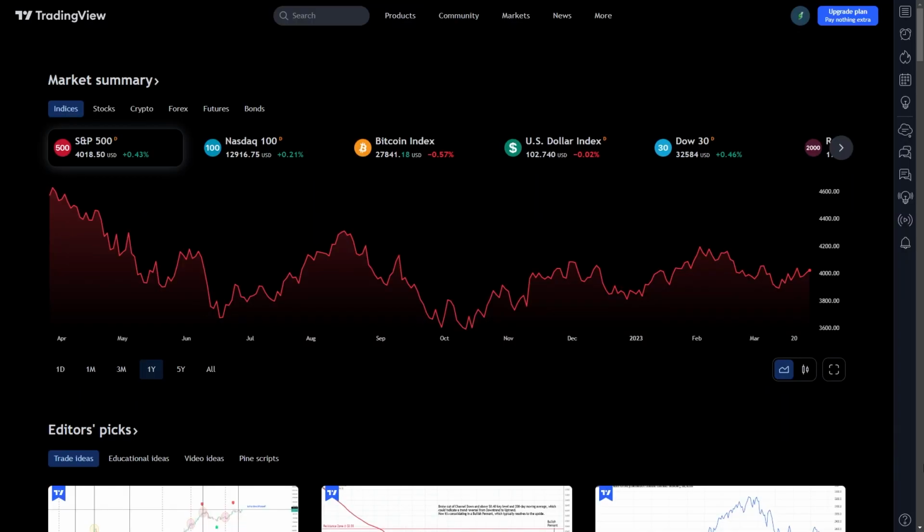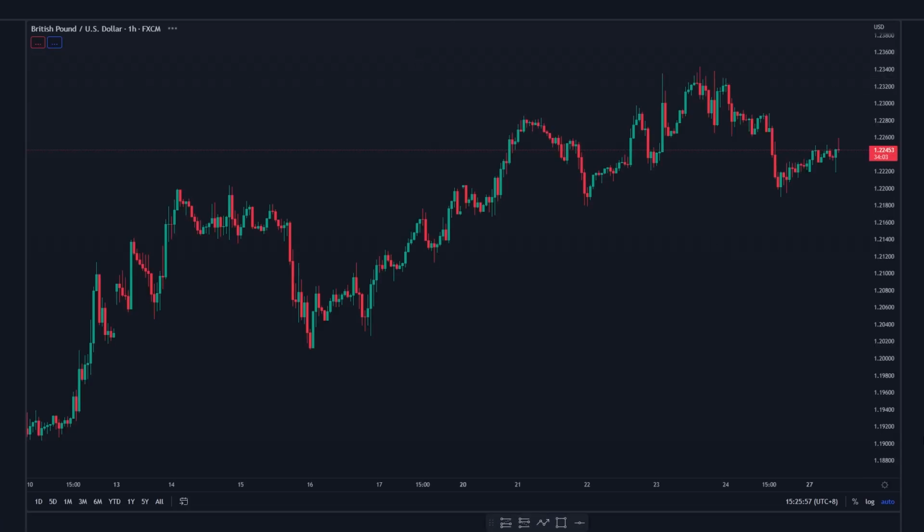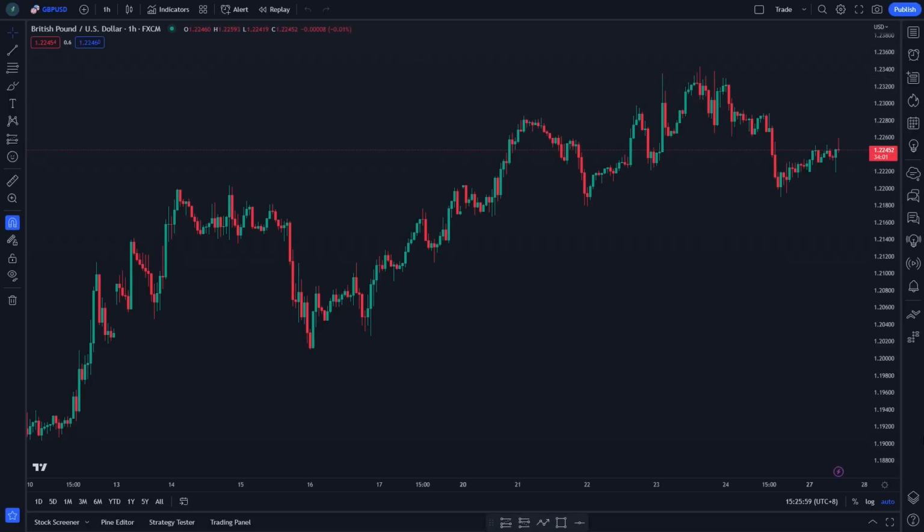How to install the indicator. To use this indicator, we are using TradingView. Click the link in the description below and sign up for a free account. Now, go to product and you will see the market chart. Click on it. Choose a GBP/USD pair and set the time frame to 1 hour.